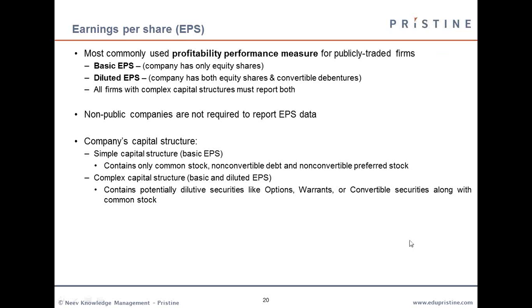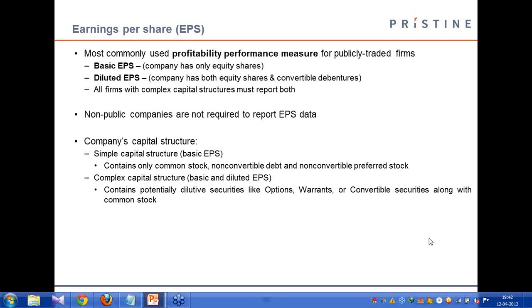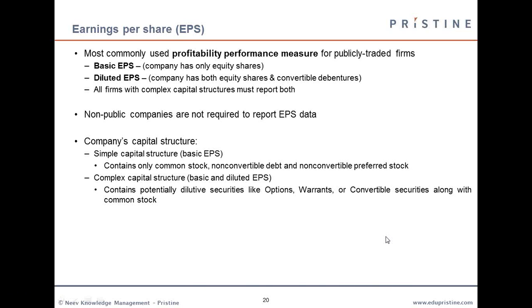Okay, right. Now I'll move on to earnings per share, which is the performance metric as I explained. There are two basic metrics here. One is the basic EPS, in which you have only equity shares in the company. And the second is the diluted EPS, where you have equity shares plus other complex things, like debentures and bonds, which can be converted to common stock.